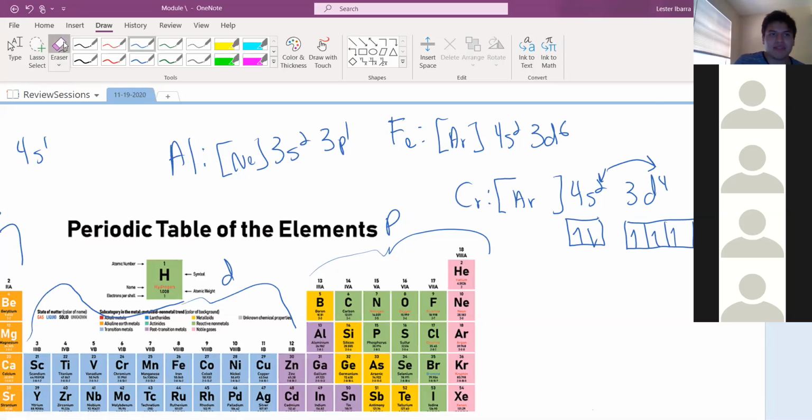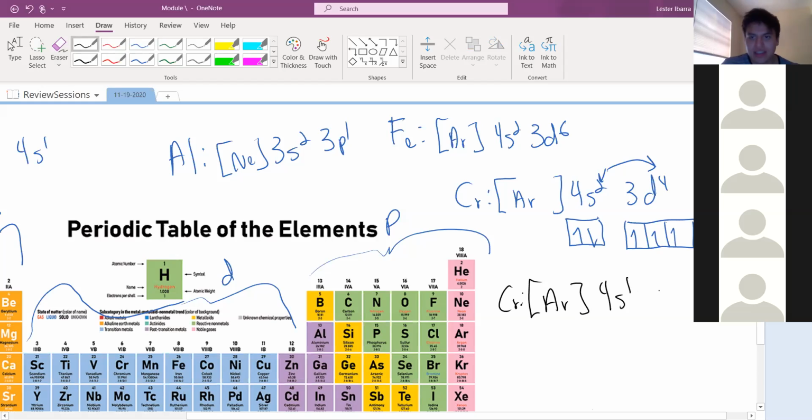The reason we care about that is because if something is half full or full, it's most stable. Because here it only requires 1 more electron to make the D section half full, we go ahead and make that jump, or that exchange. And this will change to argon 4s1 3d5. Because what happens if I remove that electron from the S section? I'm still half full, so I'm still pretty stable. I went from full to half, so I'm still good. Does that make sense?